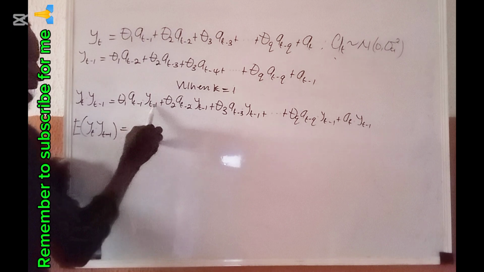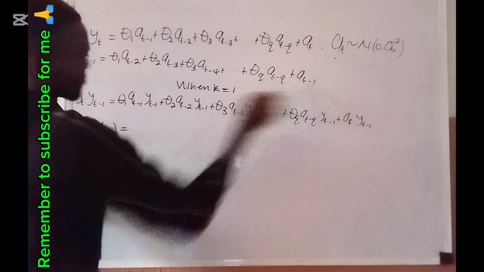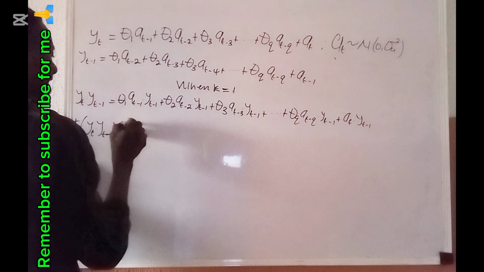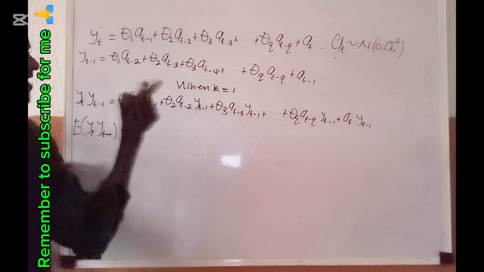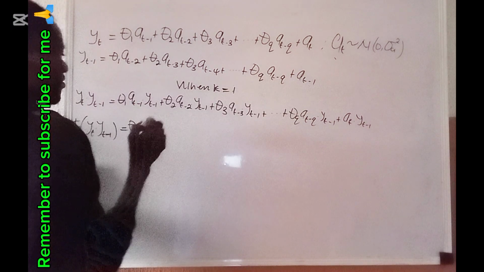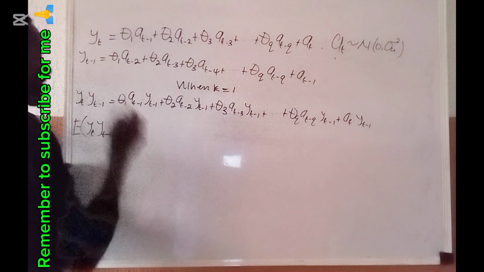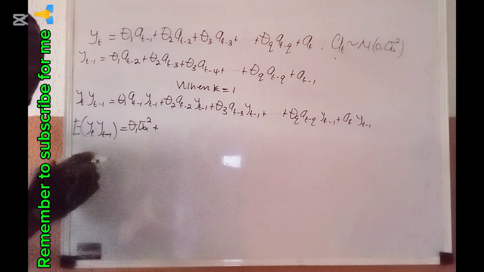This y of t minus 1, look at where it has a of t minus 1. So it is now going to be my theta, theta 1 here. Taking expected value of a of t minus 1 and a of t minus 1 will now give me what we call sigma squared of a. Sigma squared of a plus.